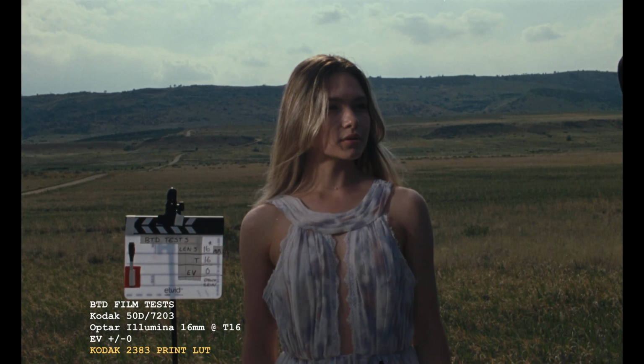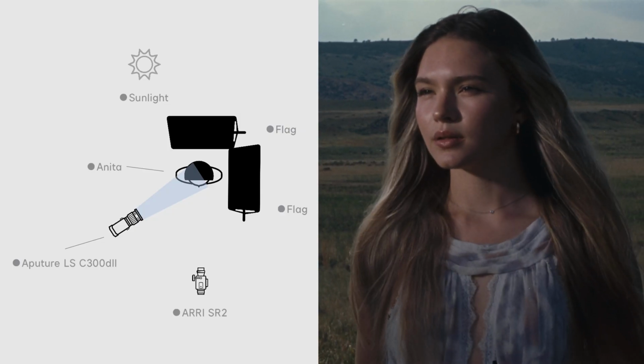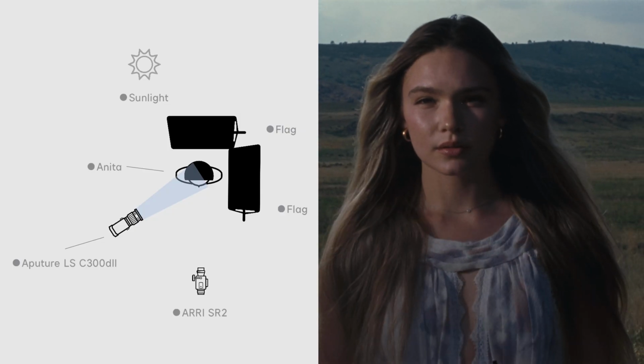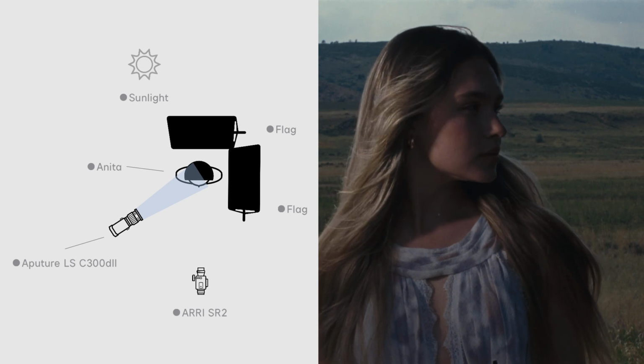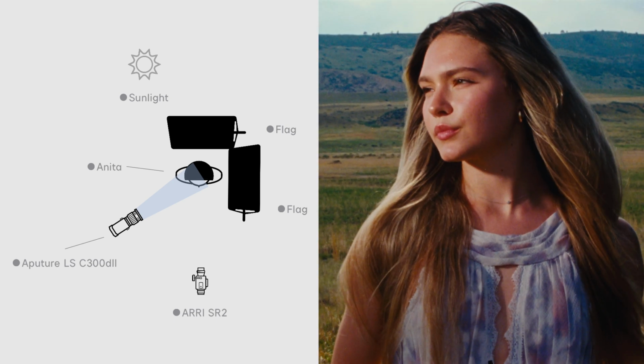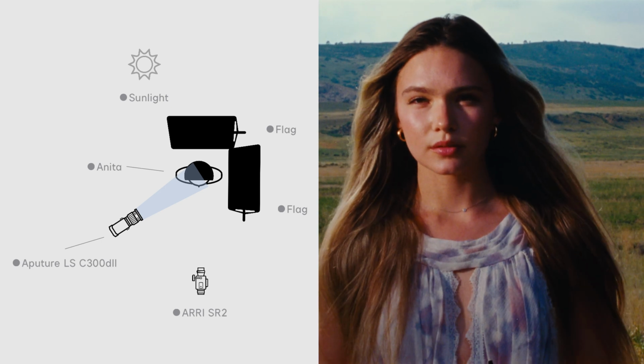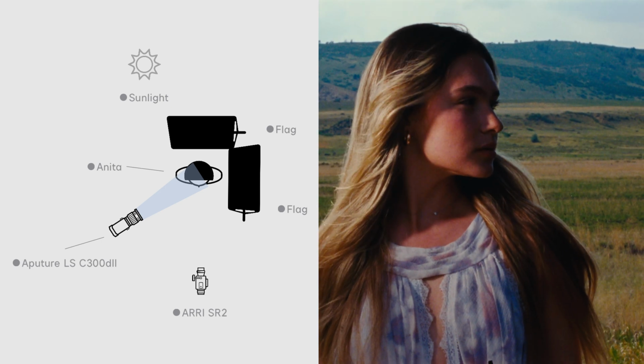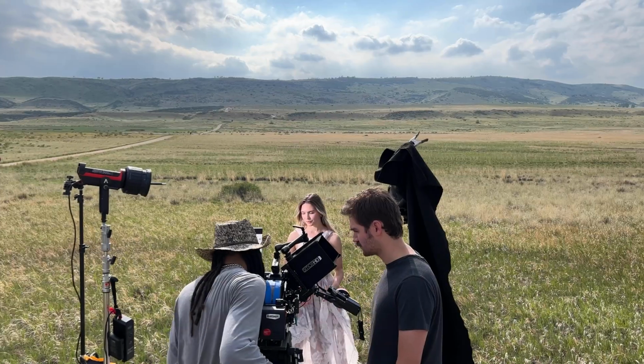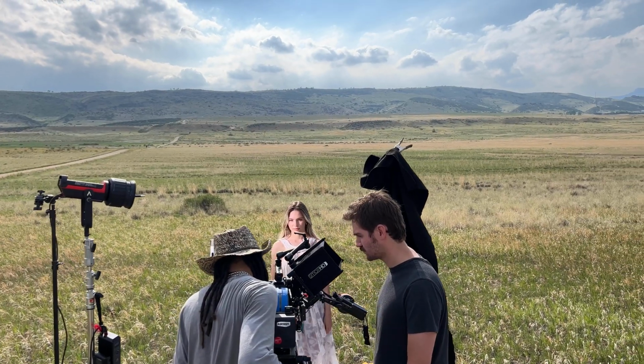So we used a topper to cut the overhead light and a flag on the left side of her face, camera right. We used an Aputure 300D with a Fresnel to expose the right side of her face, further increasing the shape. To get the contrast ratio, we had to walk the light in pretty close.